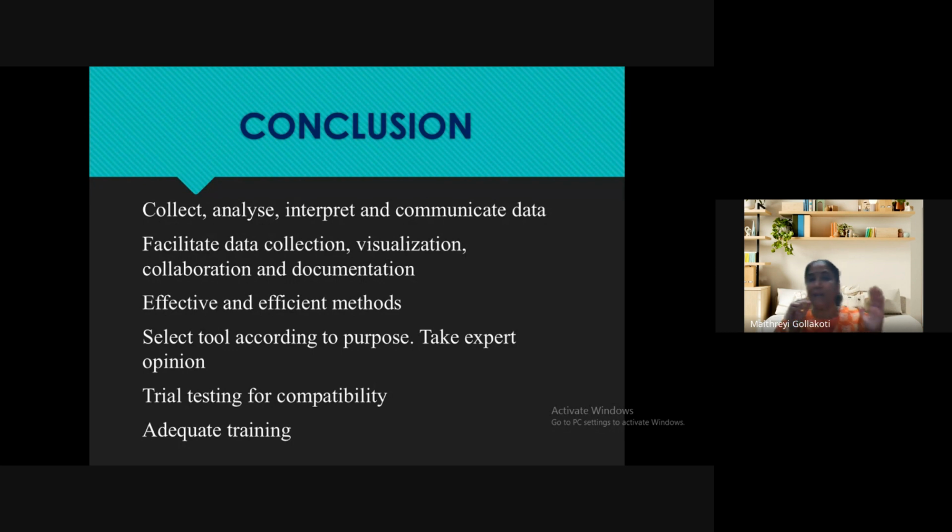Both qualitative and quantitative tools are equally effective and efficient. They both help. And in fact, every researcher will assert that both methods are necessary for fulfilling the research completely. And select a tool according to the purpose. If you need opinions, go for qualitative tools. If you need the numbers, go for quantitative tools. If you need both, use both. Okay. So take an expert opinion when you employ tools. And trial testing for compatibility.